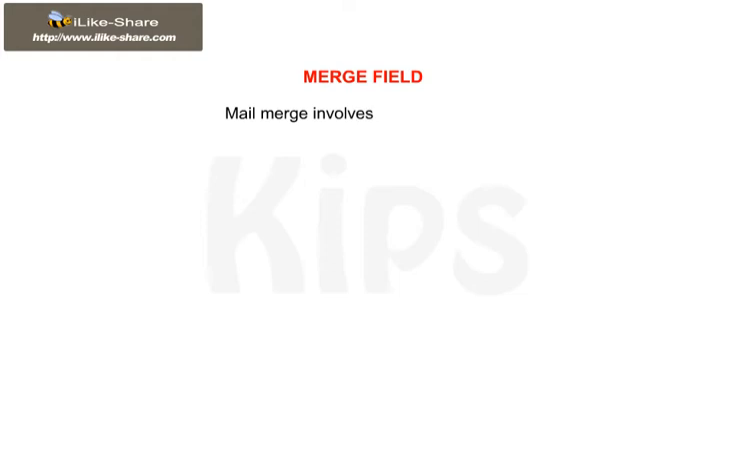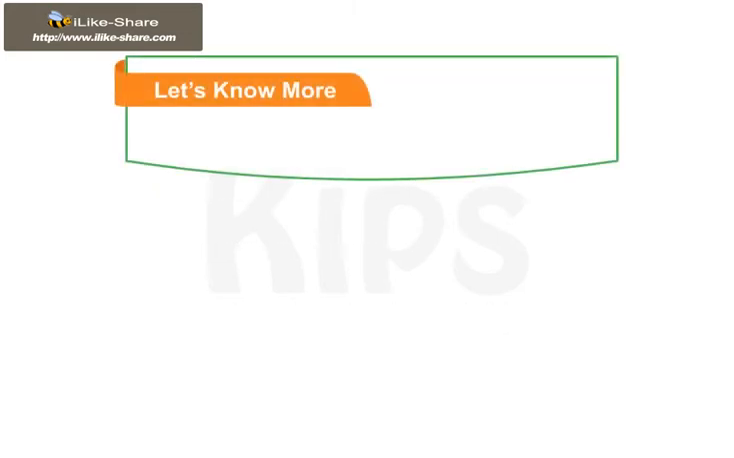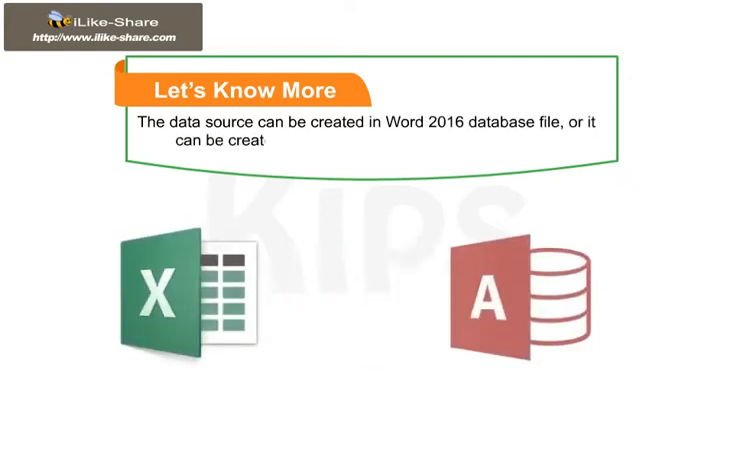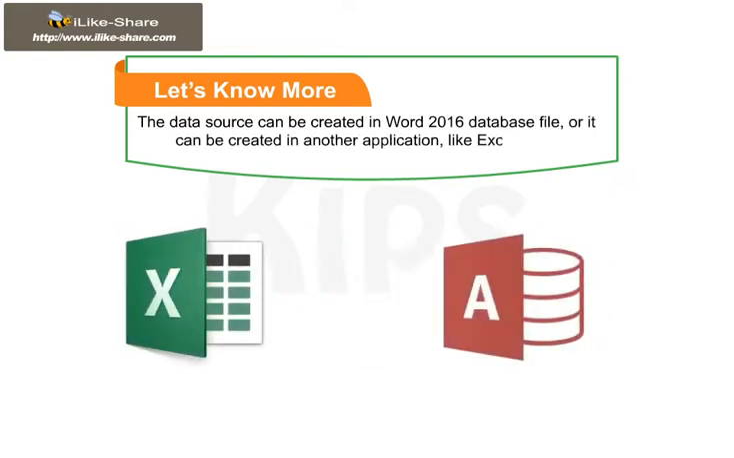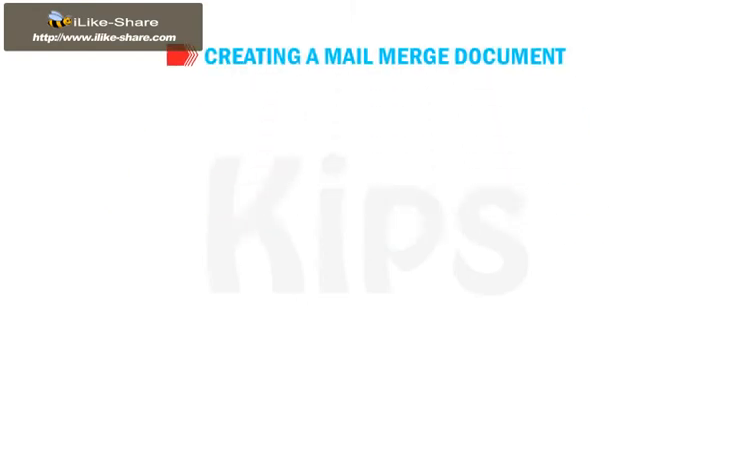Mail merge involves three basic steps: creating a main document, specifying a data source, merging the data source with the main document. Students, let us know more. The data source can be created in Word 2016 database file, or it can be created in another application like Excel 2016 or Access 2016. Let me first tell you how to create a mail merge document.